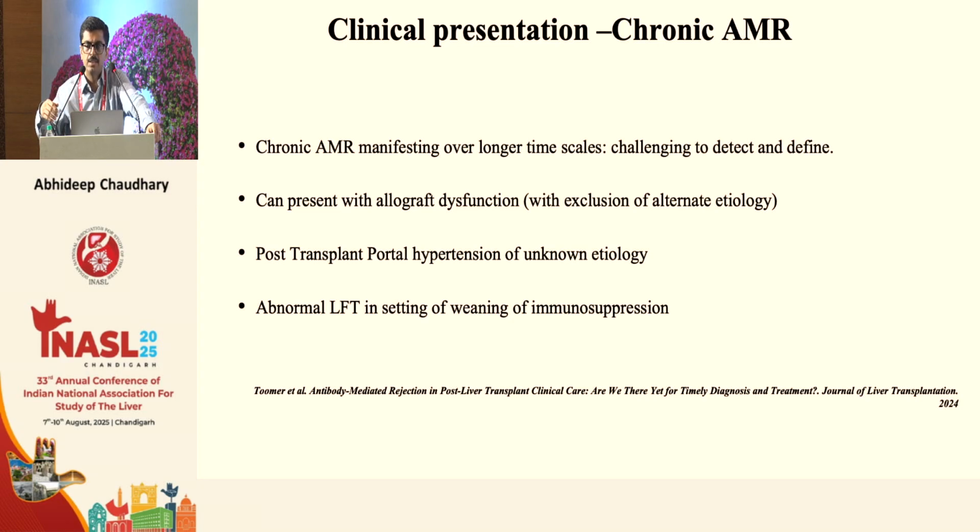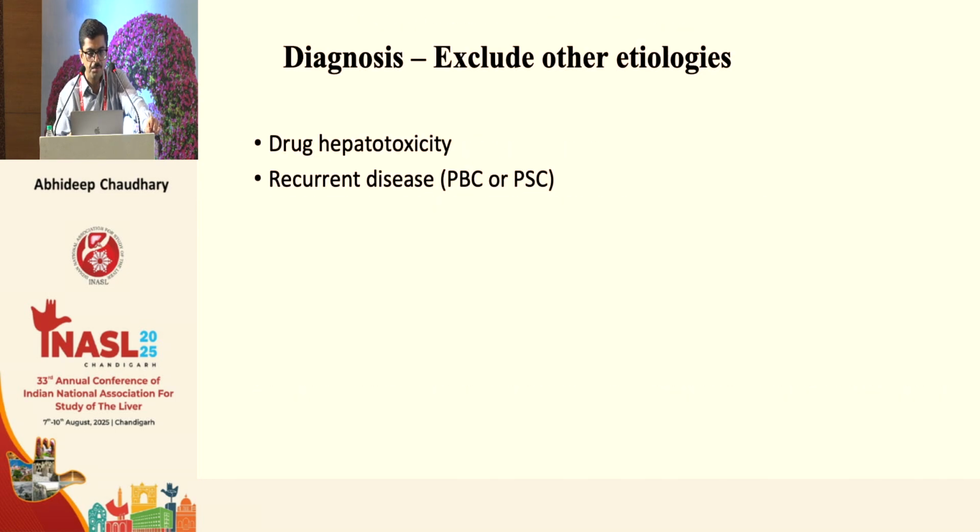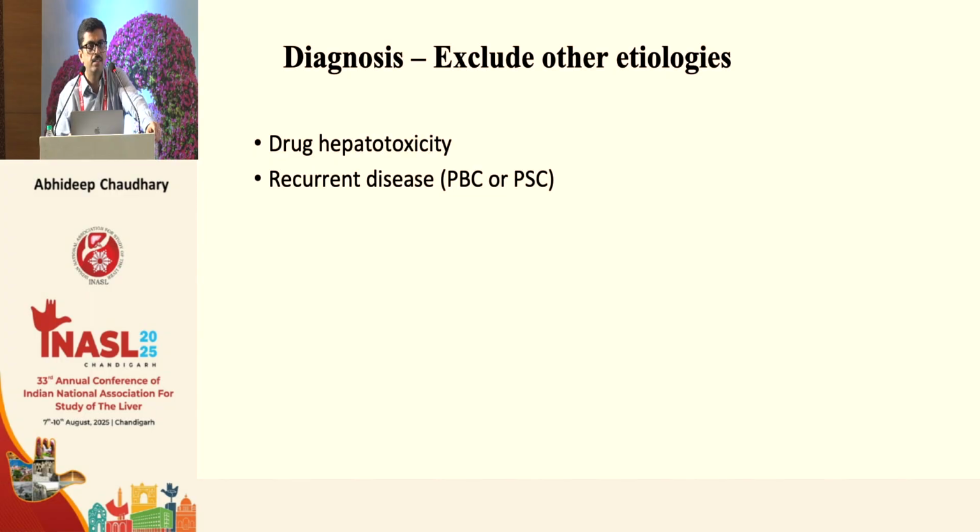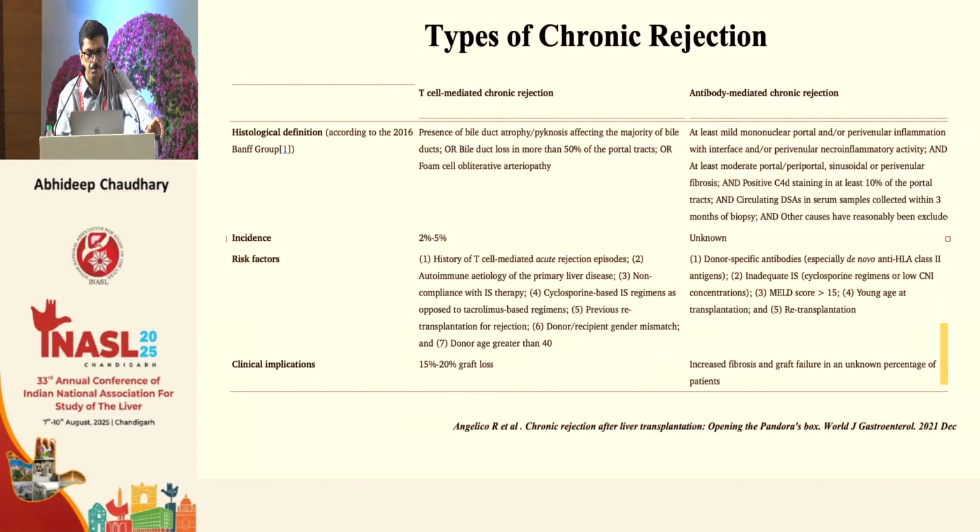And I'll show you the data later on. In pediatric data, 50% of the pediatric post-transplant patients who have normal LFTs have a significant DSA and can have features of antibody-mediated rejection. The only finding in those patients is just a drop in platelet count. So all these things should not be missed. Any abnormal LFTs, any newer features of portal hypertension should not be neglected. Other potential diagnoses which can present like this are drug toxicity or recurrent disease like PBC, PSC, autoimmune.